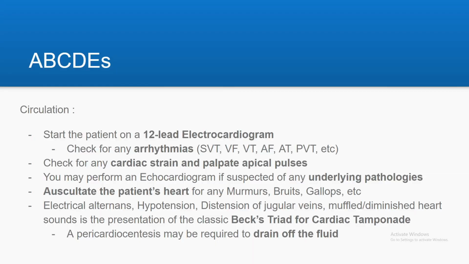Usually, we'd like to start the patient on a 12-lead electrocardiogram. An electrocardiogram basically is a way in how you can see the function of the heart. What you want to do is check for any arrhythmias, so that means supraventricular tachycardia, ventricular fibrillation, ventricular tachycardia, atrial fibrillation, atrial tachycardia, and premature ventricular tachycardia.